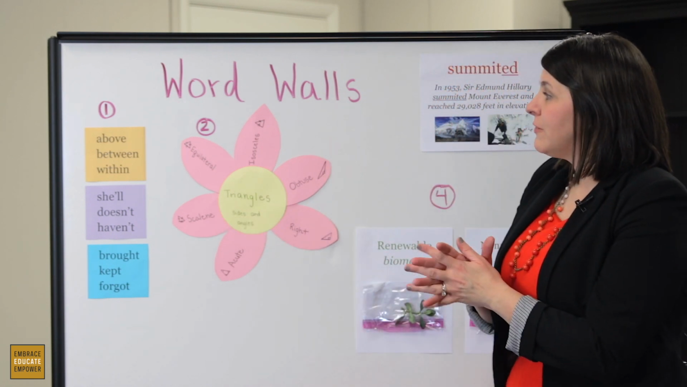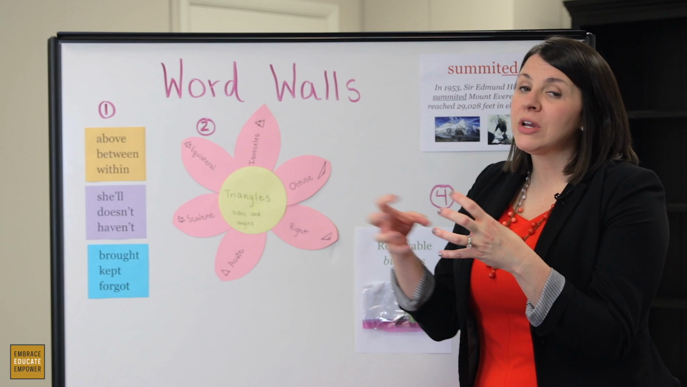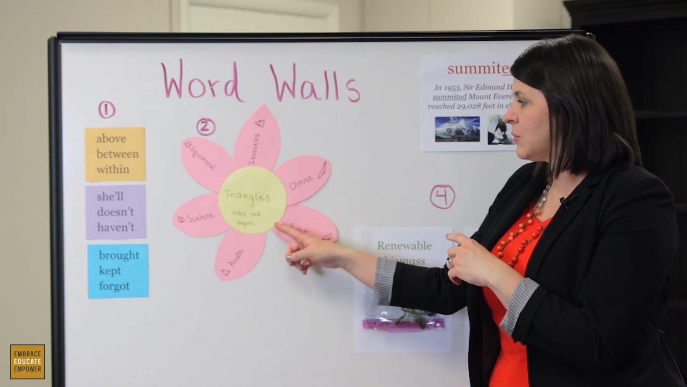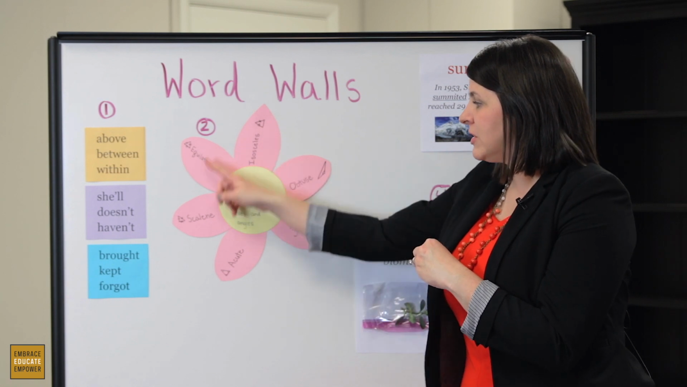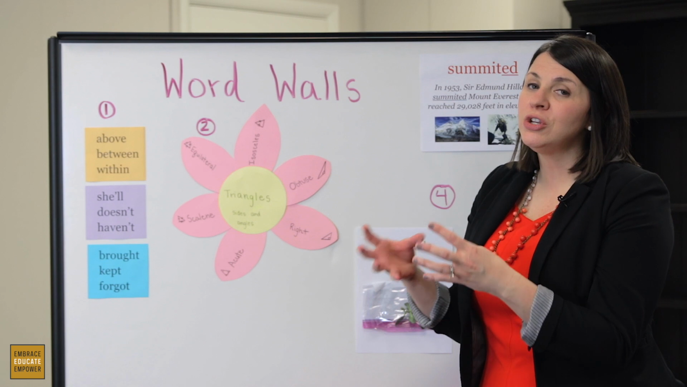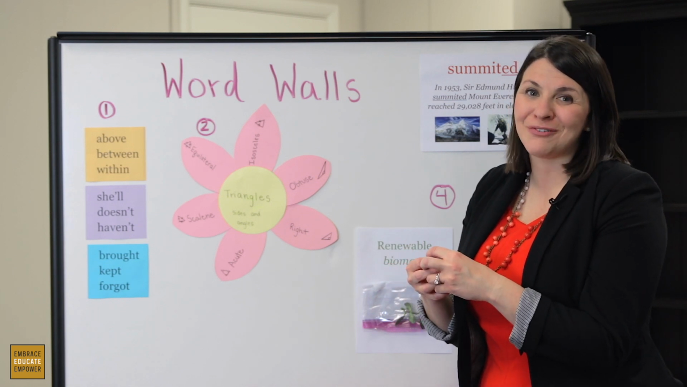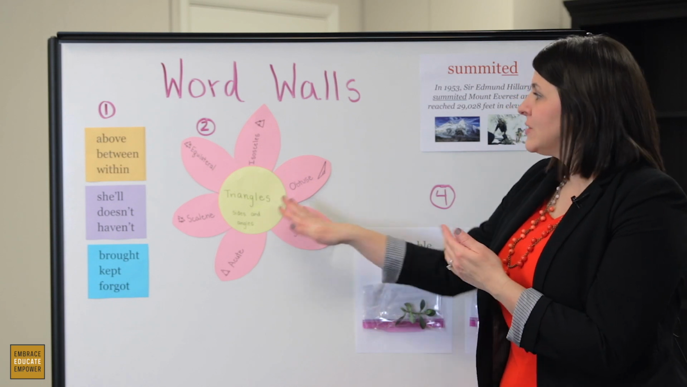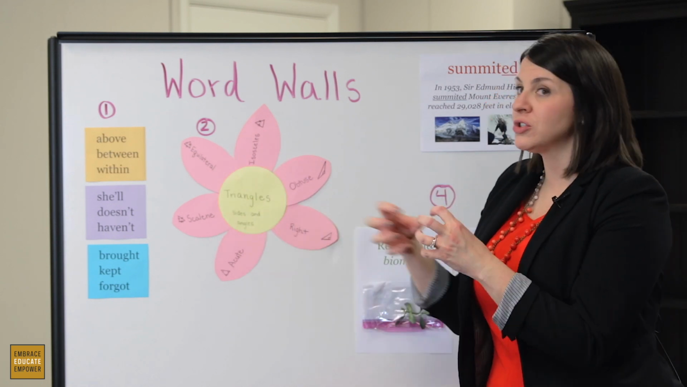The second example of a word wall would be what I would consider, within a unit, words that are related. So in this example, you'll see triangles, and I go ahead and point out the different types of triangles based on sides and based on angles. You can use any shape that you want. I personally like the flower, and I like to laminate these so I can write them and then erase them. So that is the second type: how do you group words relationally?